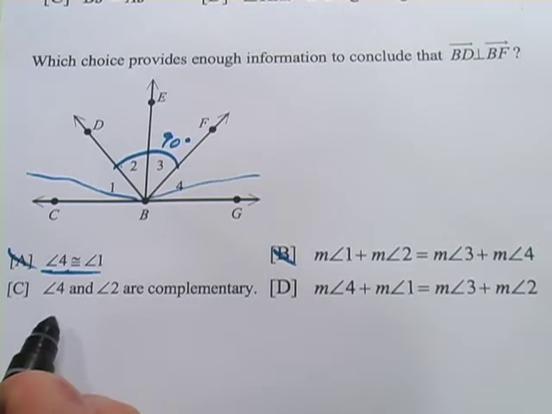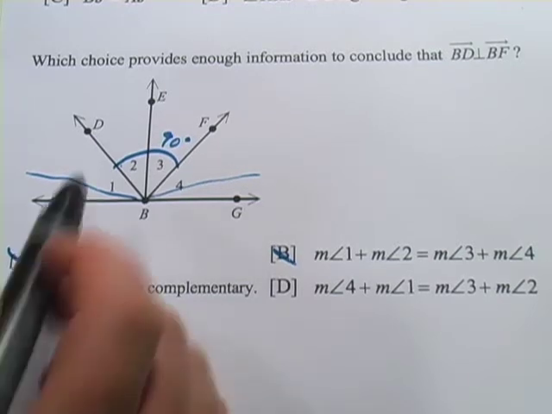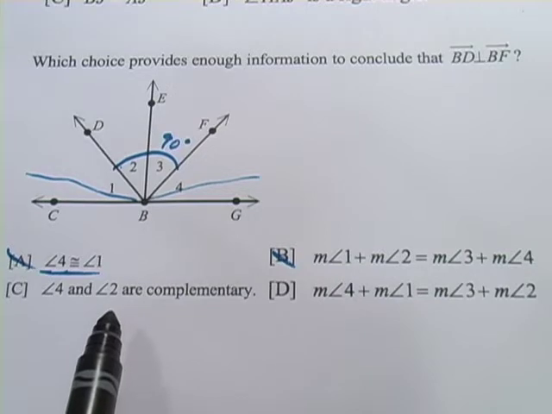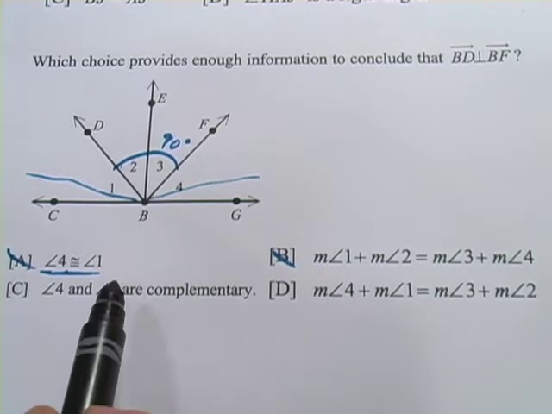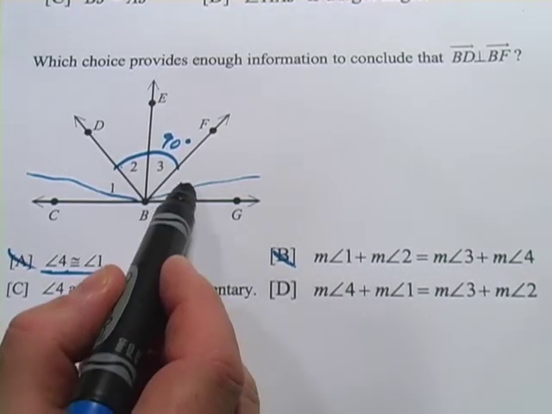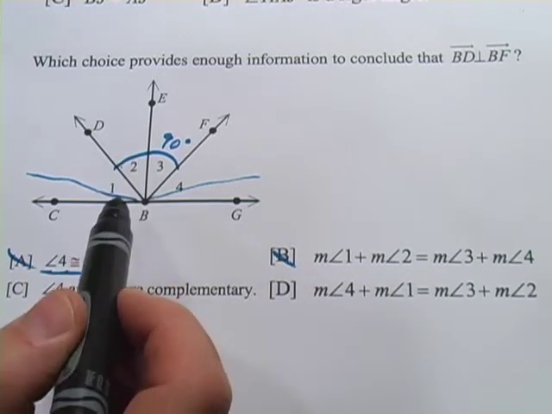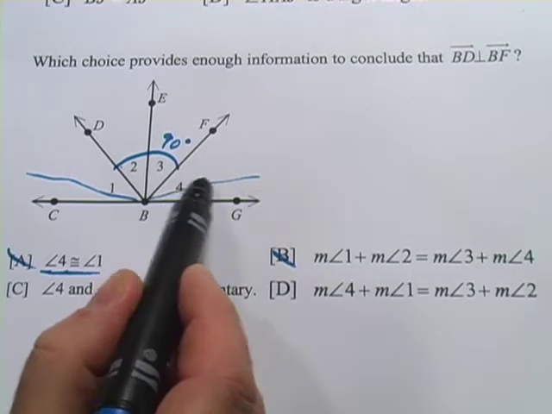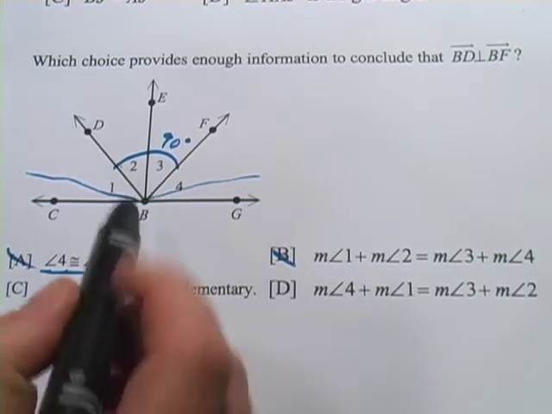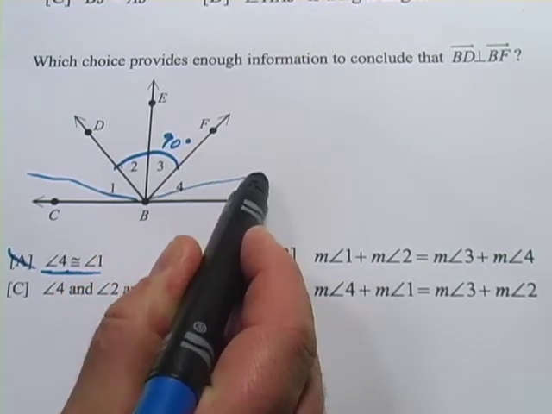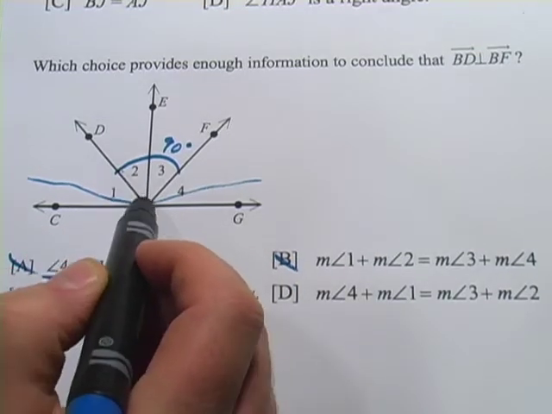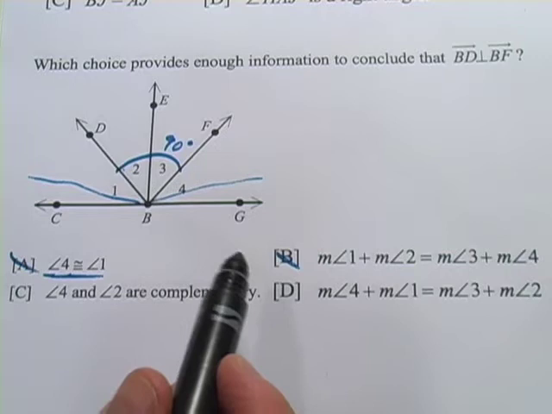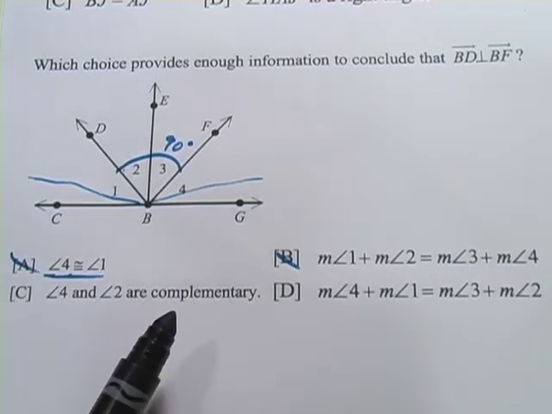Let's look at C. It says angle 4 and angle 2 are complementary. That means they add up to 90 degrees. Well, you could satisfy that in a couple of ways. You could say this is 45 and this is 45, and if that was the case, maybe you might make it work. However, you could also say that this is 10 degrees and this is 10 degrees. In that case, this would be down here further. This might be up here further. And that would make that not a 90-degree angle.